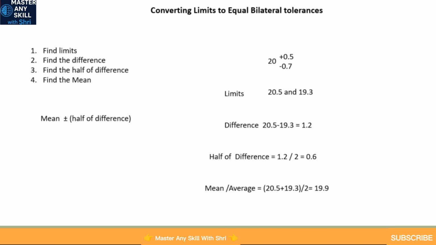And then we find the average of the upper limit and lower limit, which is 20.5 plus 19.3 divided by 2. So this is the mean, that is the nominal dimension for equal bilateral tolerance. And then we write down the whole specification: 19.9 plus or minus 0.6. You can notice over here the nominal value has changed. Over here it is 20 and now it has changed to 19.9. Although the nominal value has changed from 20 to 19.9, the limits remain the same. 19.9 plus 0.6 is still 20.5, 19.9 minus 0.6 is still 19.3.